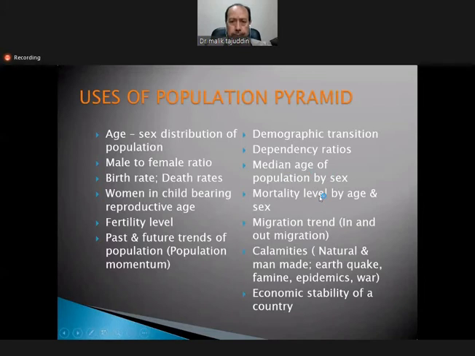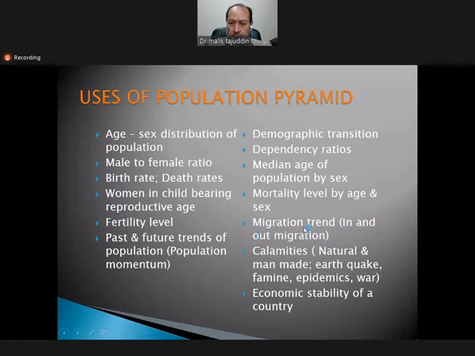So what is the median age? What are the mortality levels by age and sex? What are the mortality rates in different age groups? What is the infant mortality rate? Infant means children less than 1 year. What is the under 5 mortality rate? What is the male mortality rate? What are the maternal mortality rates? How many women die during the birth process? And similarly, other age-specific, sex-specific, cause-specific mortality rates in groups.